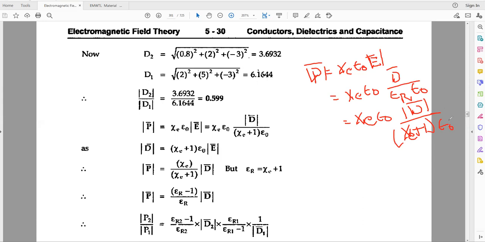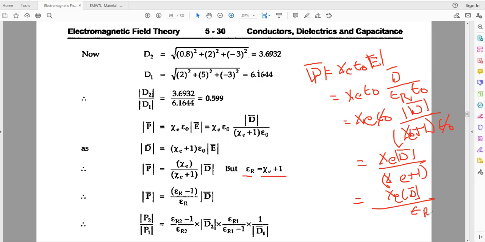Okay, my dear students. Epsilon naught and epsilon naught get cancelled. P bar is equal to XC into D bar magnitude by epsilon R, where epsilon R is XC plus 1. So XC into D bar magnitude by epsilon R. What is XC? XC is epsilon R minus 1. So epsilon R minus 1 times D bar by epsilon R.